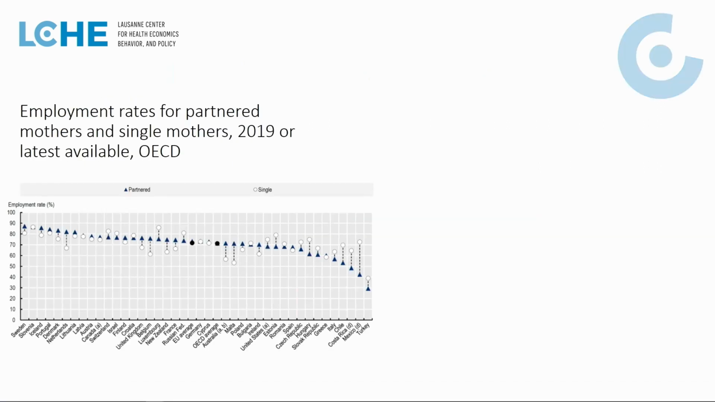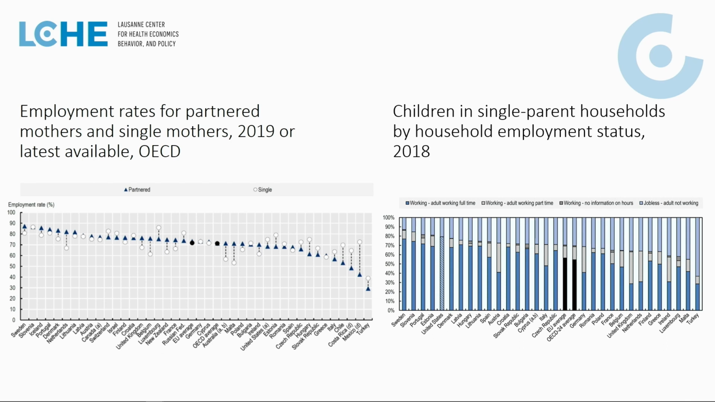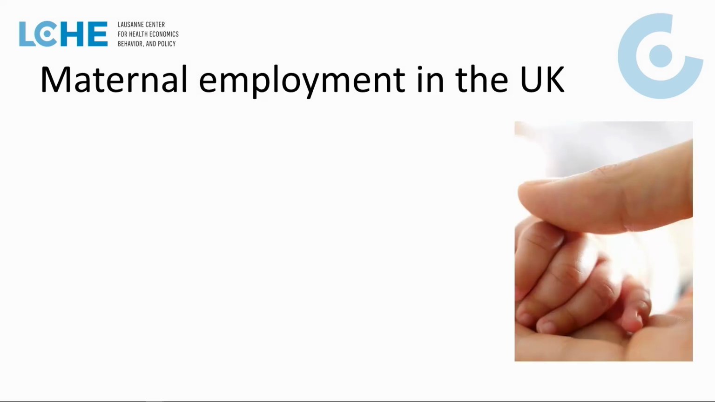I'm just showing you a little bit of trends for you to understand the context before we get into the actual policy that we're looking at. Here you see a comparison between partnered mothers and single mothers across the OECD. What you see is that single mothers tend to have slightly lower employment rates in many of the countries, not in all countries, but in many of them. It is the case in the UK. And also, as we saw in the previous slide, a lot of that employment is part-time.